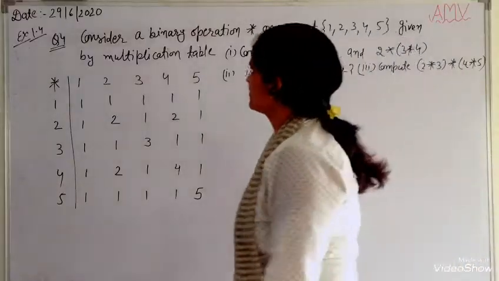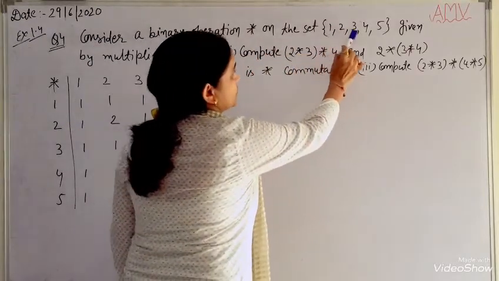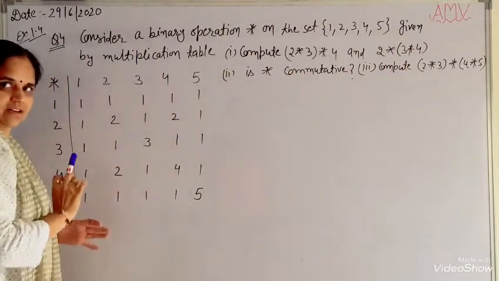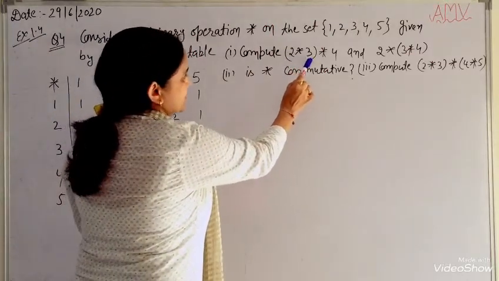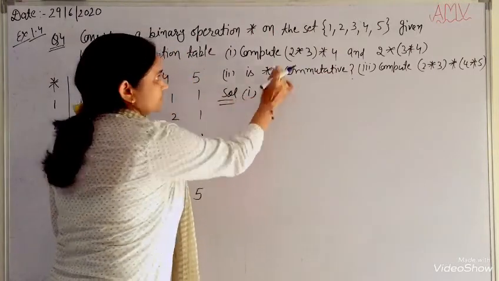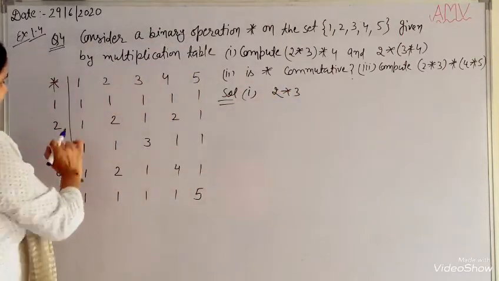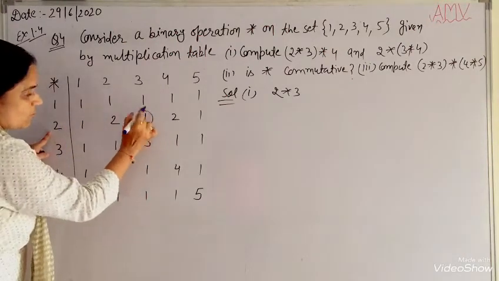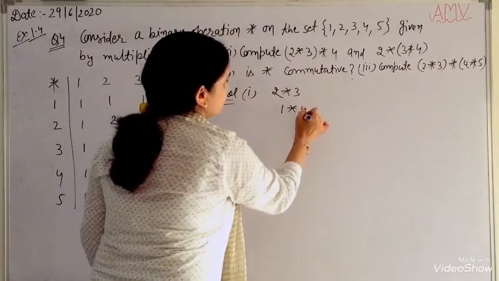The fourth question is: consider a binary operation star on the set {1, 2, 3, 4, 5} given by a multiplication table. The table is given in the question. The first part is to compute (2 star 3) star 4. Okay students, for the first part, first 2 star 3. See from the table: 2 star 3 means 2 with 3 you will get 1.